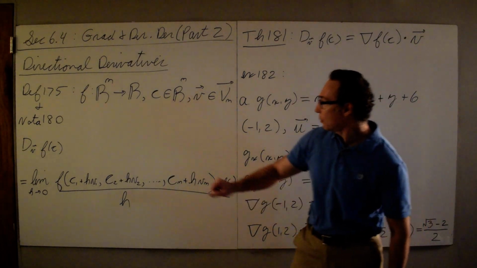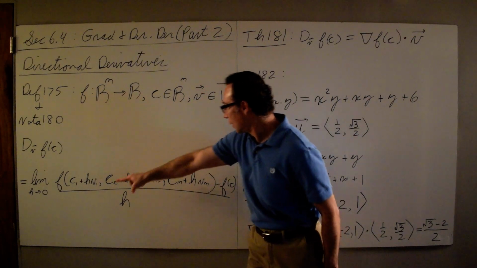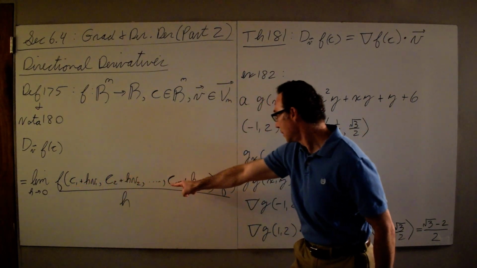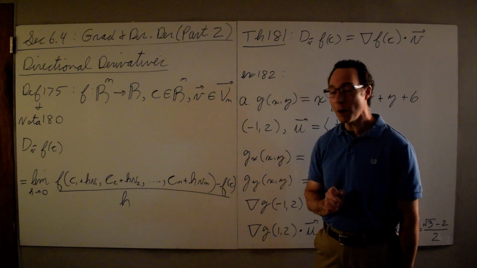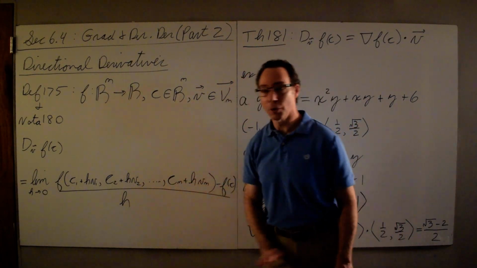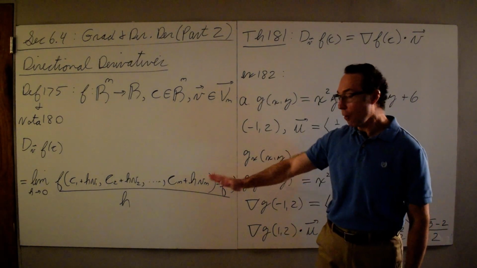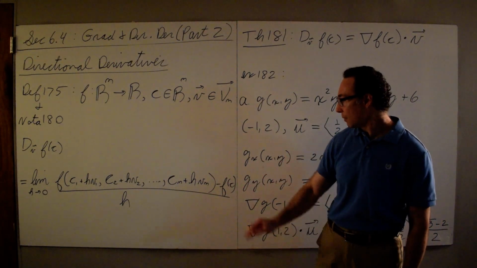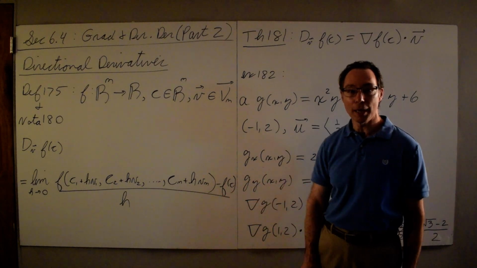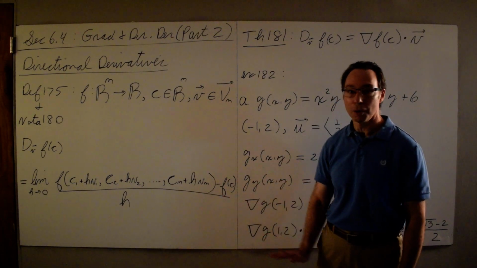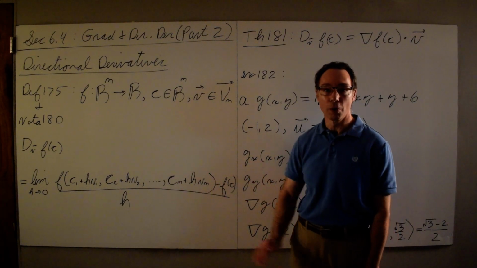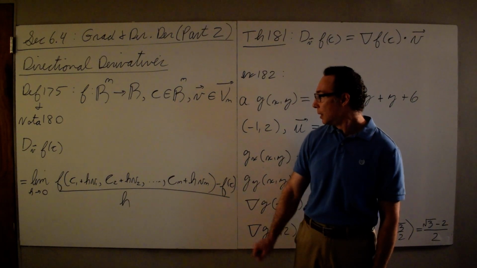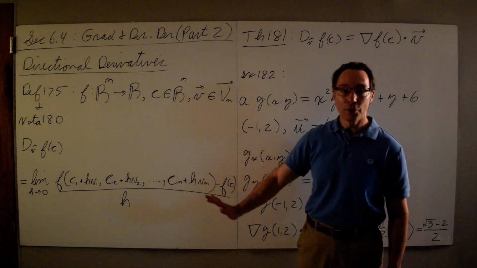Now remember, f goes from R^n into R, so this is a real number. This is a real number. We divide by a real number. We're taking a limit in R. So we just have a number minus a number divided by h. Essentially this is going to boil down to a calculus 1 or calculus 2 problem. And that is what our directed derivative is.